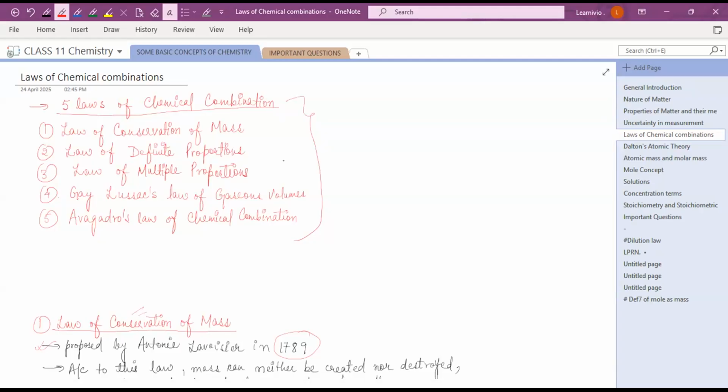Okay, so first law is law of conservation of mass, right? We will discuss one by one what these laws are, and we will take examples also. Second is law of definite proportion. Third one is law of multiple proportions. Fourth, Gay-Lussac's law, and the fifth one is the Avogadro law. Okay, so let's understand what these 5 laws want to tell us. Let's see what are those statements which are given by the scientists.